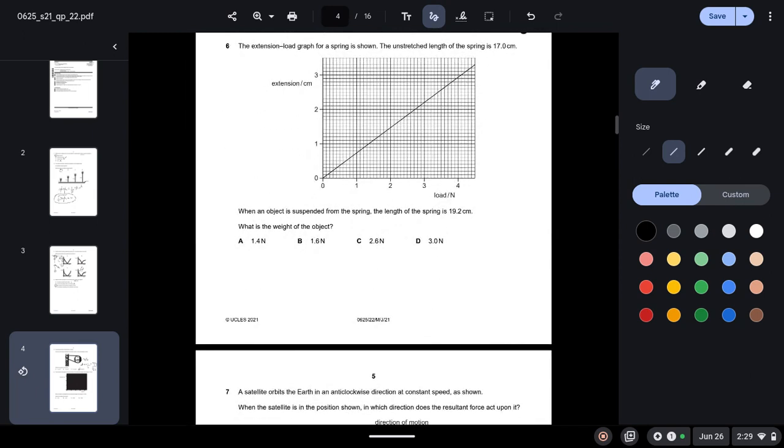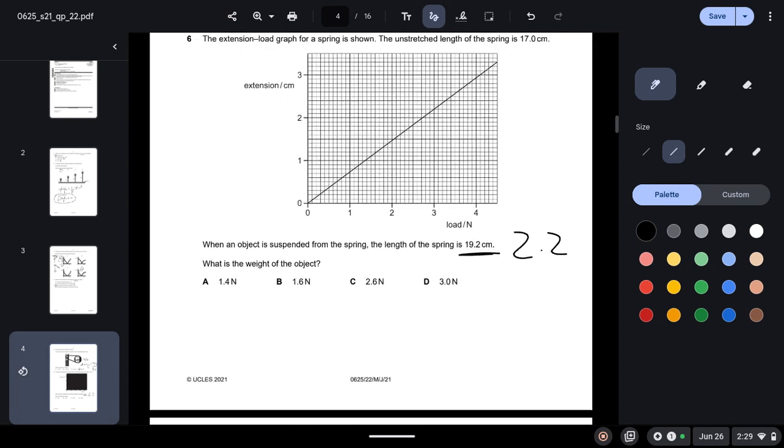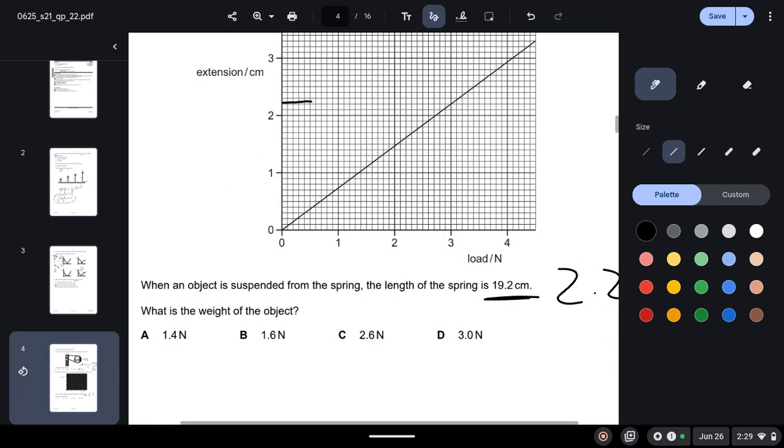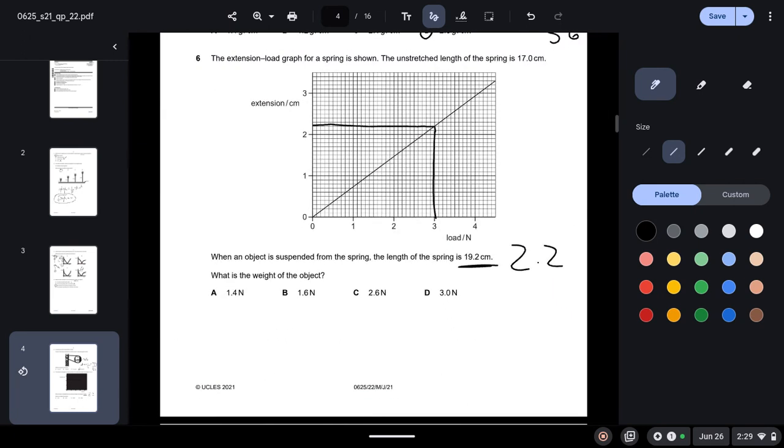Question 6. The extension load graph for a spring is shown. The unstretched length of the spring is 17 centimeters. When an object is suspended from the spring, the length of the spring is 19.2 centimeters. This means that an extension of 2.2 centimeters is occurring. So we'll go to the graph and we'll see when the extension is 2.2 centimeters. So we can see that at this point, when the load is 3 newtons, the extension is 2.2. So D is your answer.